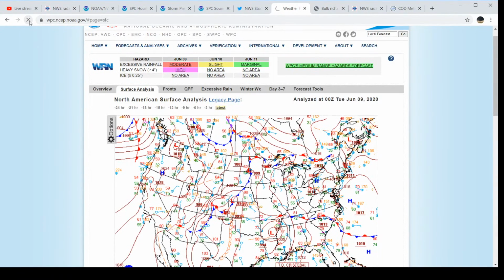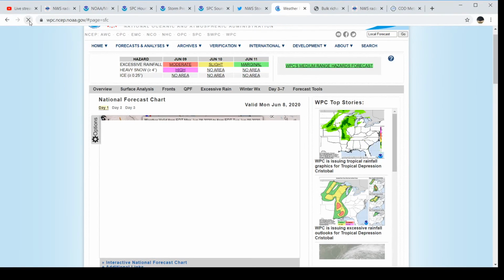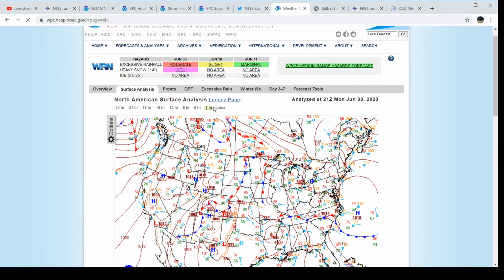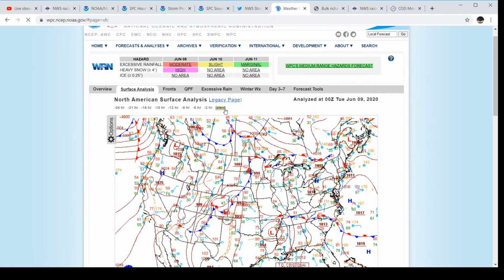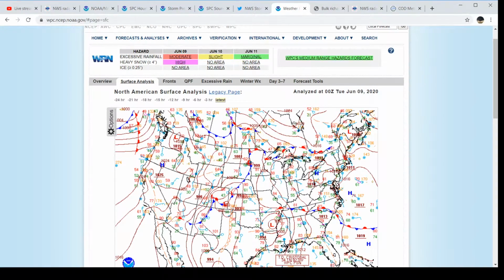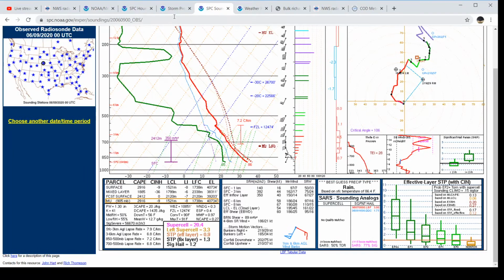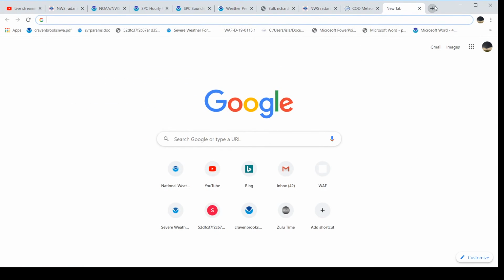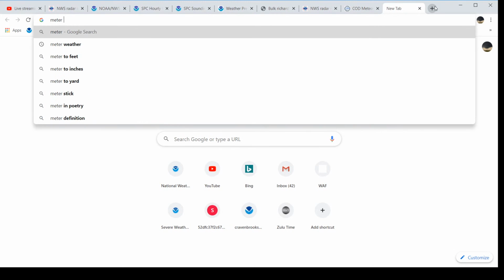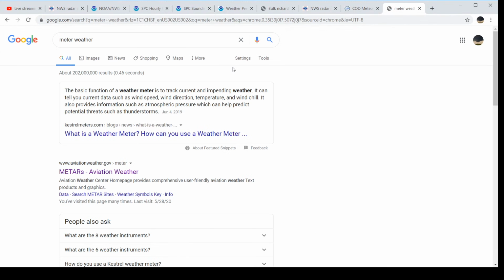I wonder why it doesn't show that little stationary front right there. Or is this just now updating? When did it update? 0Z? Explains why there's a lot of helicity though. I wonder if we can see that with the, let's see. Meteor weather. Let's see if we can find that little stationary spot.